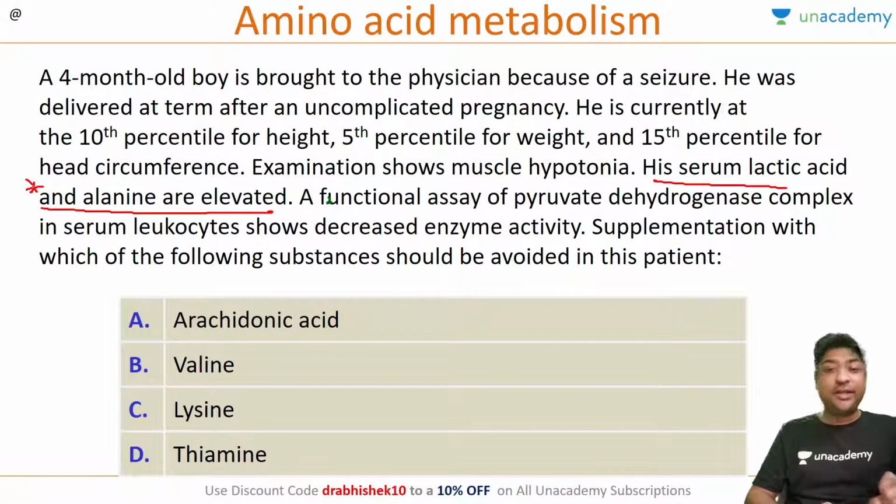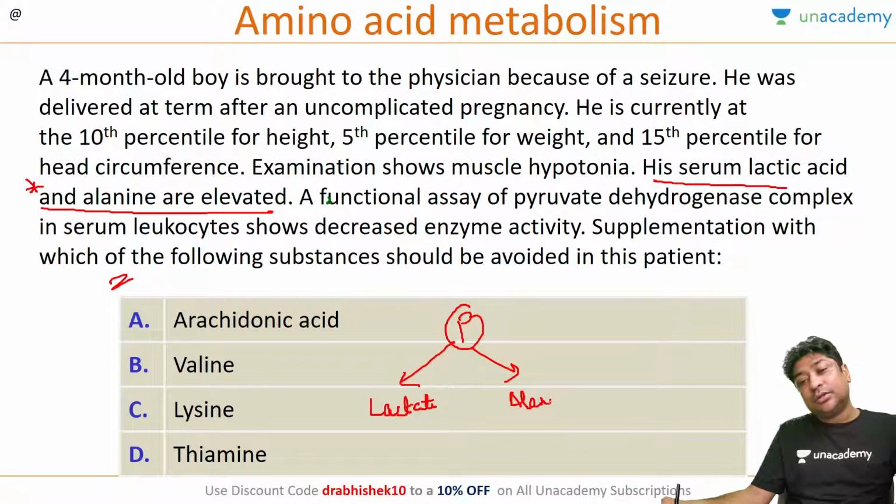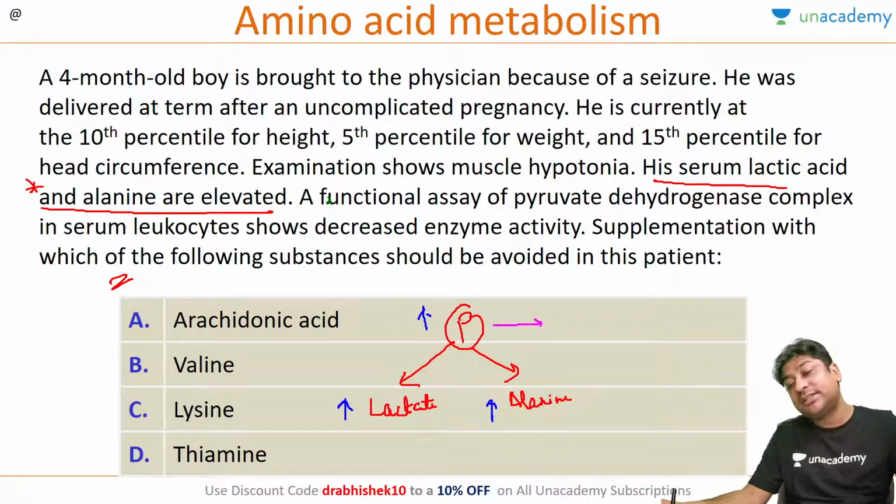Okay. So here, obviously, where is the problem? The problem is that this pyruvate is not getting converted properly and is getting converted into lactate and alanine. There is an increase in pyruvate, which is leading to alanine and lactate. So what is the major pathway in which this pyruvate goes?